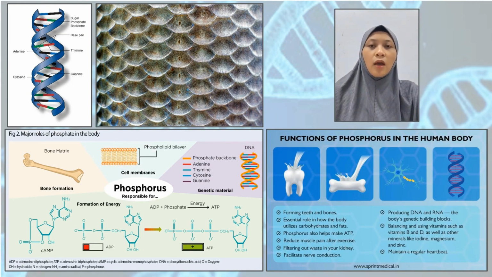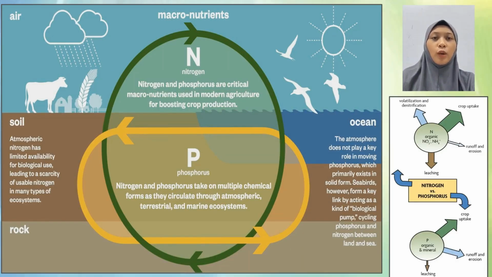and movement. What makes phosphorus unique compared to elements like carbon and nitrogen is that it does not have a gaseous phase. This means it cannot move through the atmosphere. Instead, phosphorus moves slowly through rock, soil, water, and living organisms in a cycle known as the phosphorus cycle. Because of this, phosphorus is often a limiting nutrient in ecosystems, meaning its availability can control plant growth and overall ecosystem productivity.